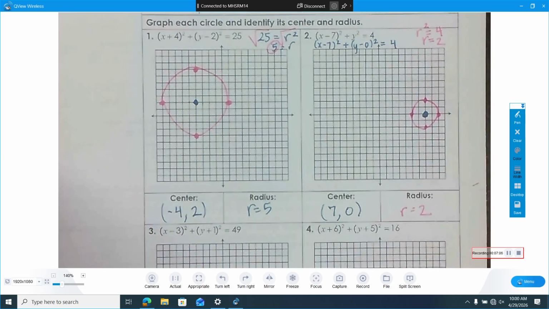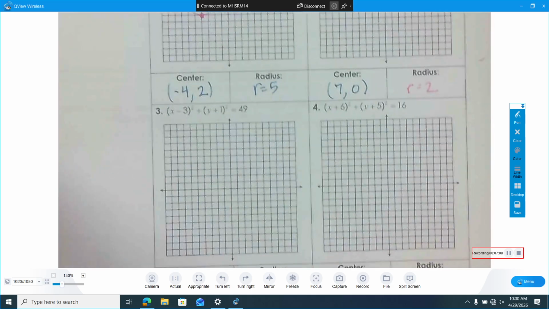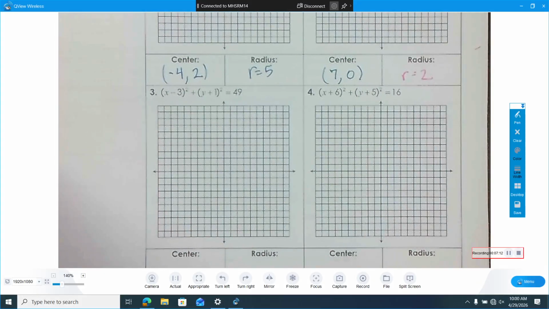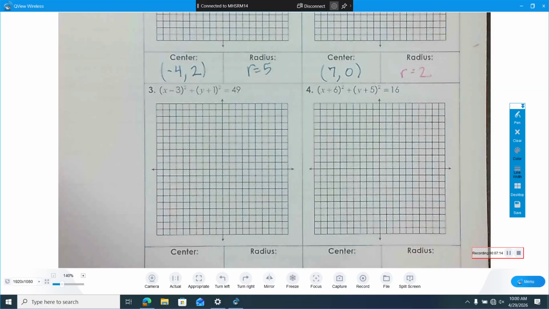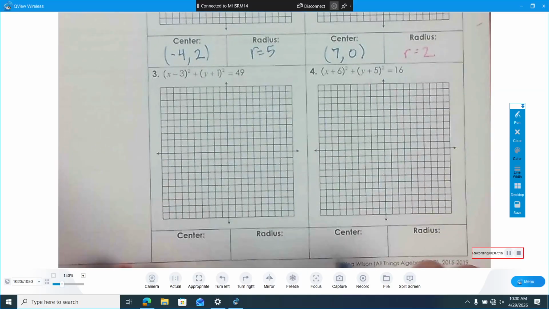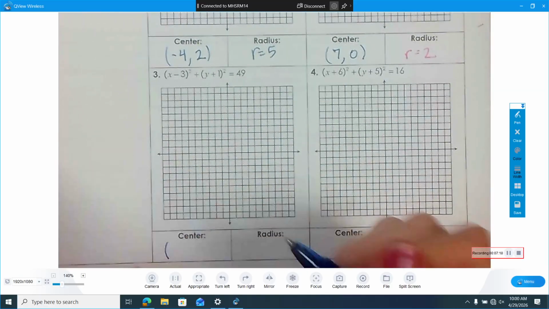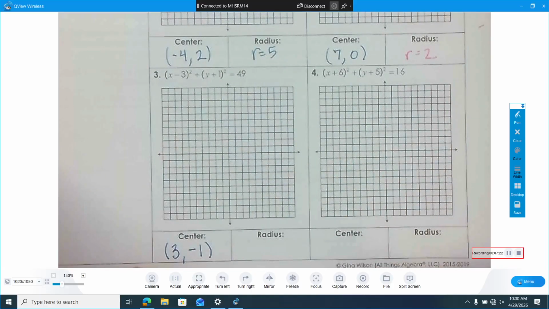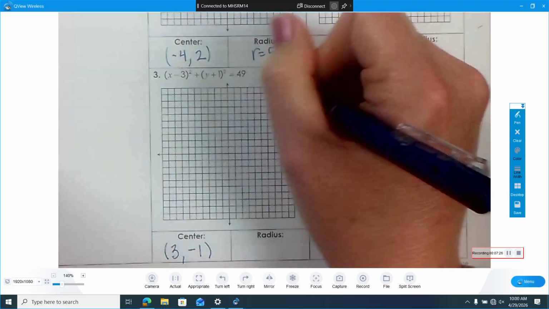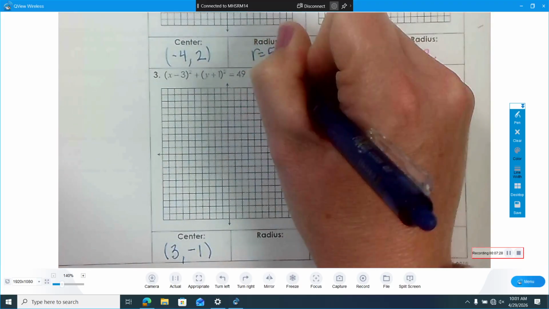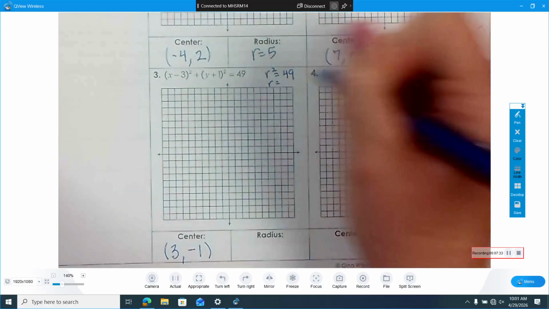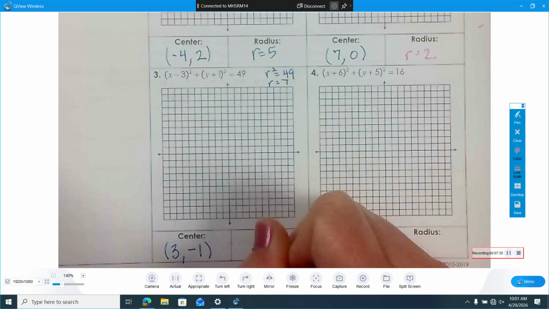Let's look at number 3. And if you're done with number 3, you can do 4 as well. But number 3, what is the center? Positive 3, negative 1. They switch. Positive 3, negative 1. And remember, r squared is 49. So what's r? 7. Square root of 49 is 7.